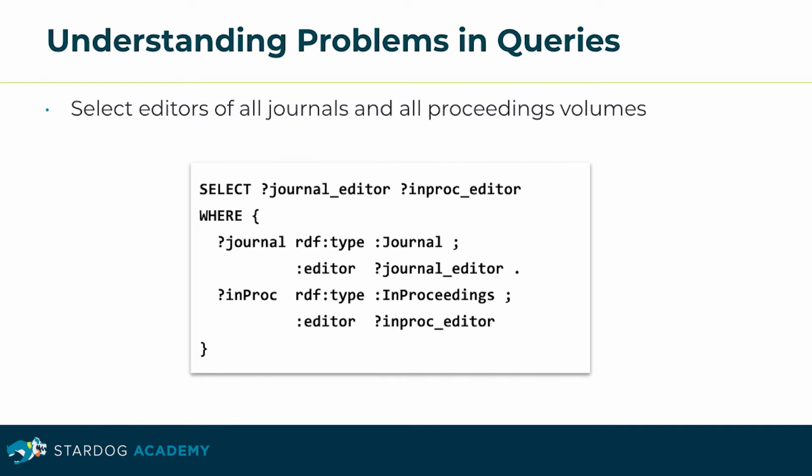So let's take a look at this query. The author wants to select editors of all journals and all preceding volumes in the dataset. There's one BGP here that matches journals and their editors, preceding volumes and their editors. It looks quite straightforward, and this type of query has been written often over the years and then questioned on why this type of query will run for a very long time on any system against a reasonably large data set and probably overwhelm the client with the number of results. Let's dig a little bit deeper and see what's going on.